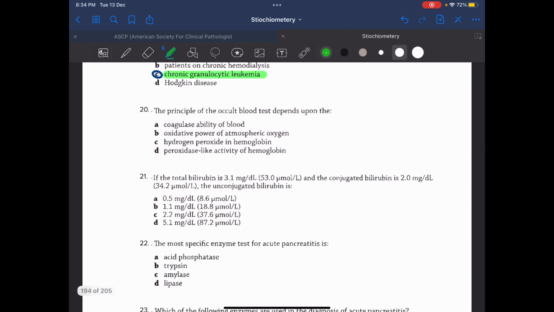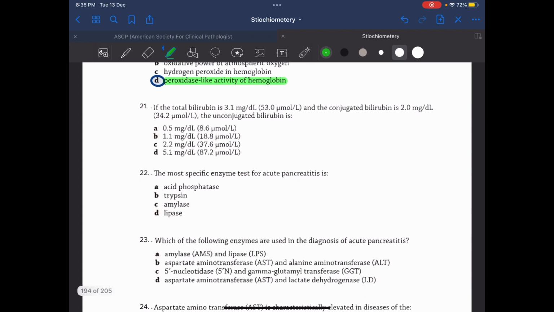Question number 20. The principle of the occult blood test depends upon coagulability of blood, oxidative power of the atmospheric oxygen, hydrogen peroxide in hemoglobin, peroxidase-like activity of hemoglobin. The correct answer is D. The peroxidase-like activity of hemoglobin.